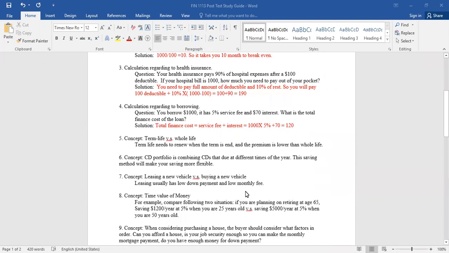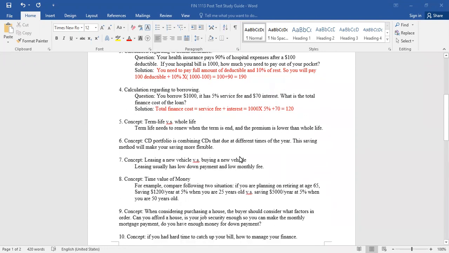Now let's look at the concept questions. The first concept is about life insurance. They compare term life and whole life. Remember, term life is going to charge a lower premium because every time the term ends and you renew it, they will have a chance to bump up the premium. So in that case, if it's the same coverage, term life is always cheaper than whole life.